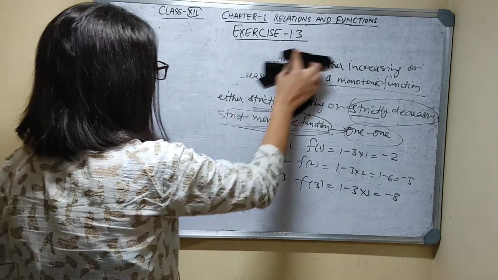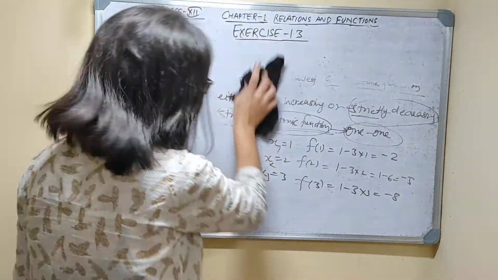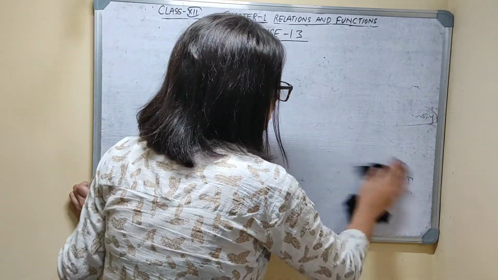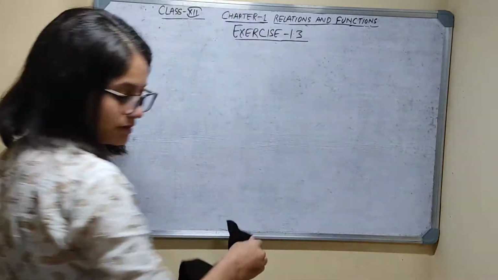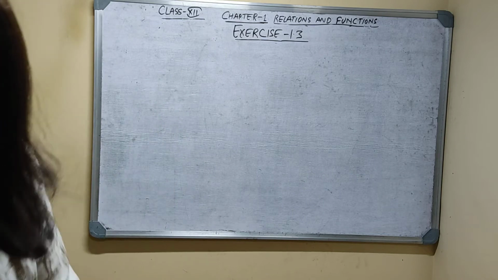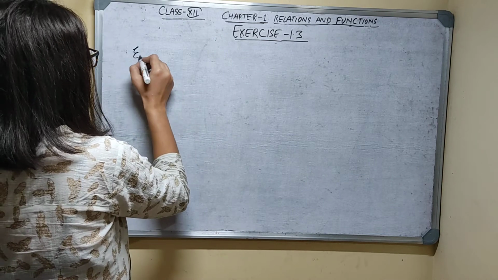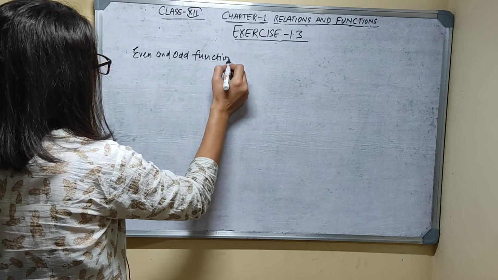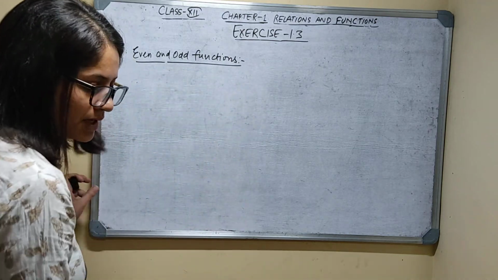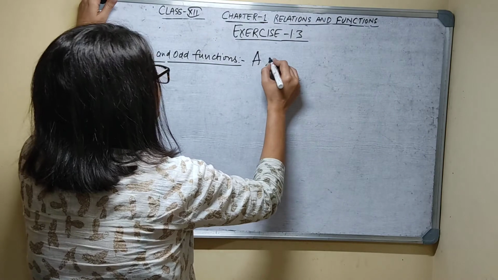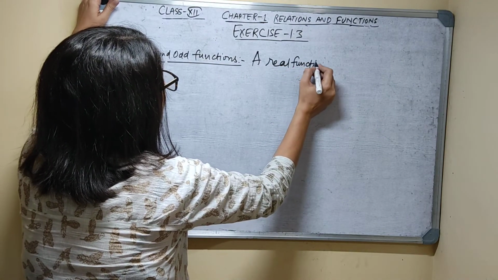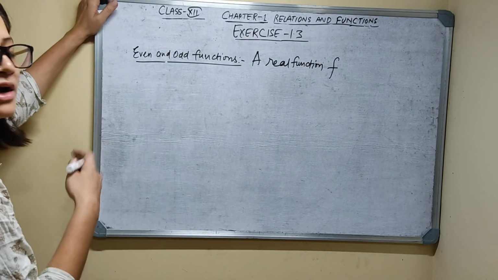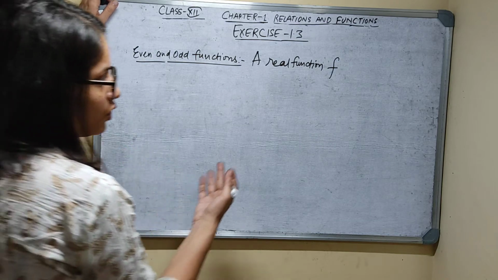Now, the last concept we have to learn is even and odd functions. What do you mean by even and odd function? A real function f. What do you mean by real function? All we are learning under real function. Means domain and codomain are real numbers.